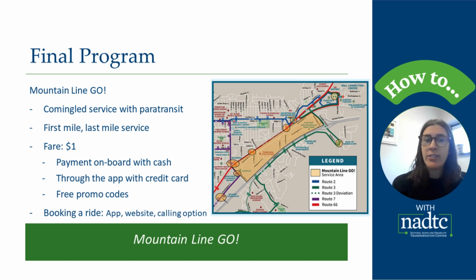Fare was $1. This was determined by the steering committee. Our fixed route fare is $1.25, so it's a little bit cheaper. Payment can be on board with cash. There is also a credit card option through the app. We also did some partnerships providing free promo codes to the different agencies as well. And then you can book a ride either through the app, website, or calling option.